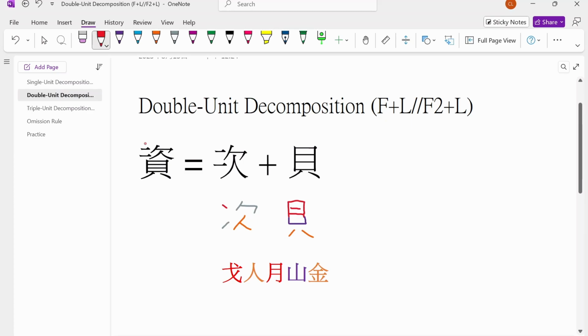For double unit characters, we take the first and last radical of the first unit, then the first 2 and last radical of the second unit. The character Zi is split into Qi and Bui. We take the first and last radical of the first unit, then the first 2 and last radical of the second unit. So our code becomes Guo Yan Yu San Gum.